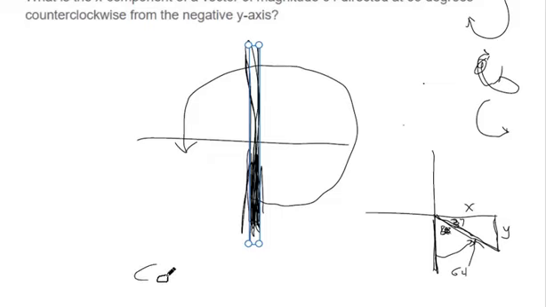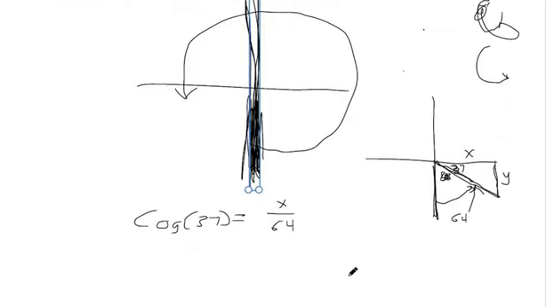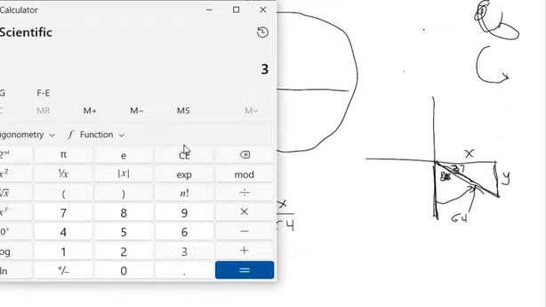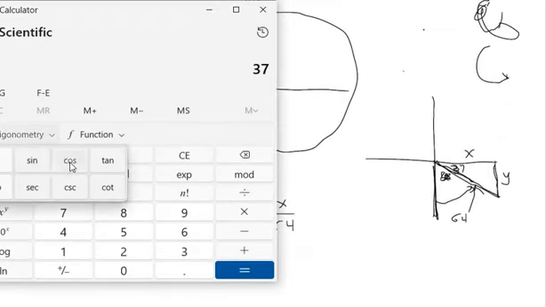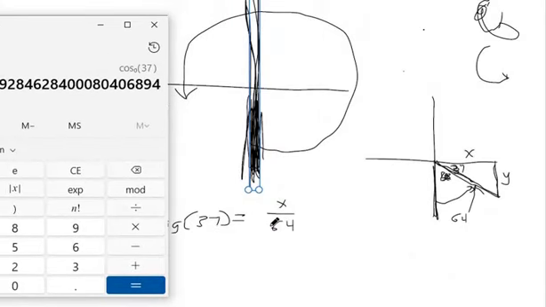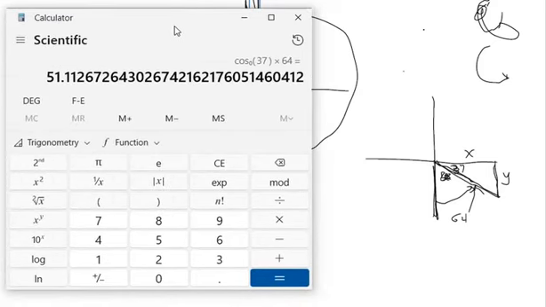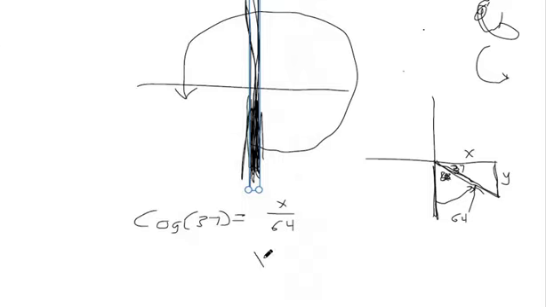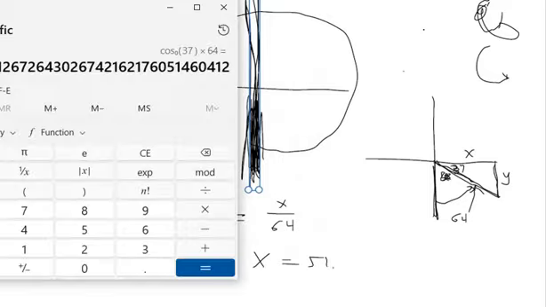So we're dealing with cosine because cosine is the adjacent over the hypotenuse. So cosine of 37 is the adjacent divided by the hypotenuse. So we can solve for x by figuring out what cosine 37 is. And then to finish getting x by itself, we want to multiply 64 to both sides to do the opposite. So I get 51.11. So x is 51.11 for the x component.